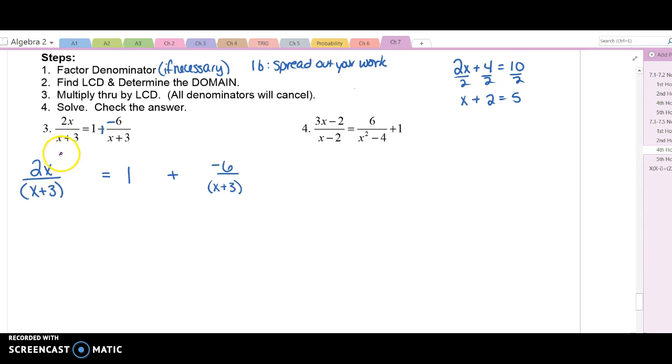We are going to multiply everything by x plus 3. And I know it kind of looks like I'm making this as an exponent. It's not an exponent. I'm multiplying. I'm just kind of getting it shoved in there. You'll see.